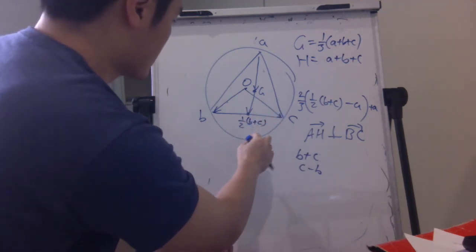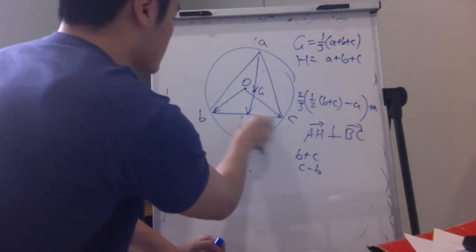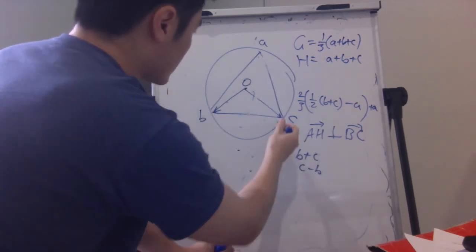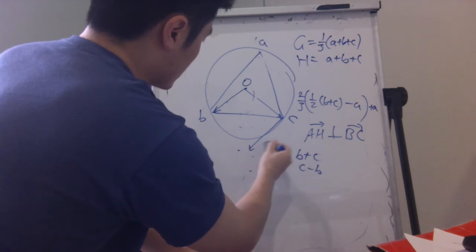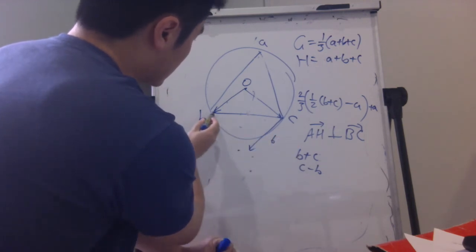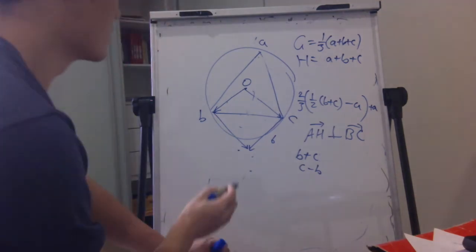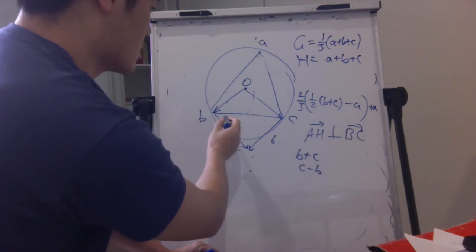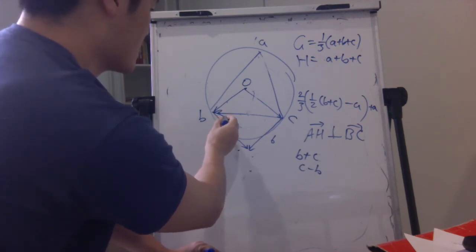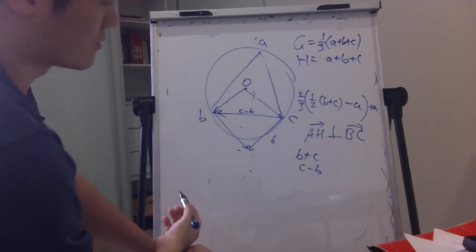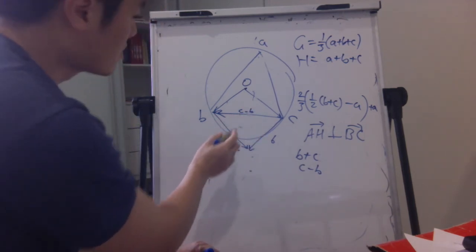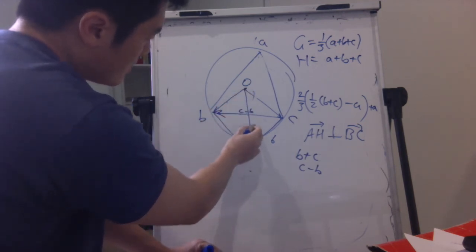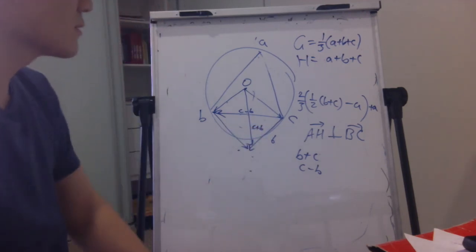So let me erase this other stuff. You can draw this parallelogram. This is also b, and this is also c, okay? And then we know that c minus b, so this side, this is c minus b, right? That's one of the diagonals of this parallelogram. And then we know that b plus c is the other diagonal of the parallelogram.